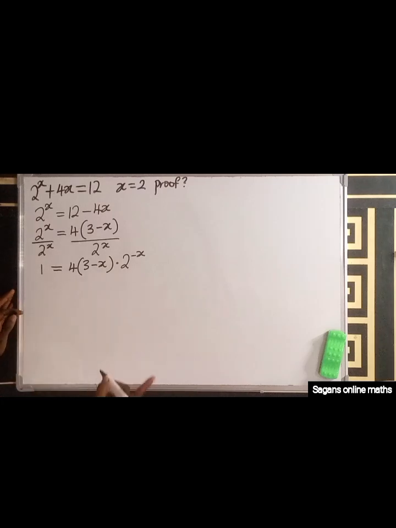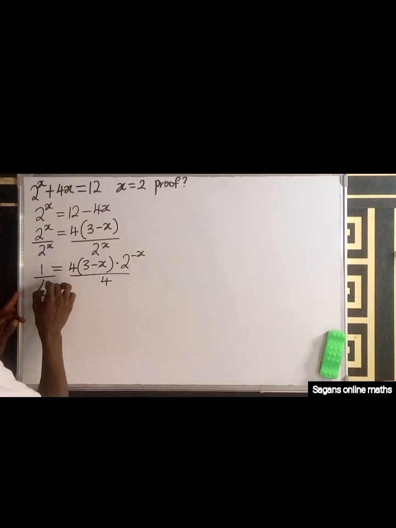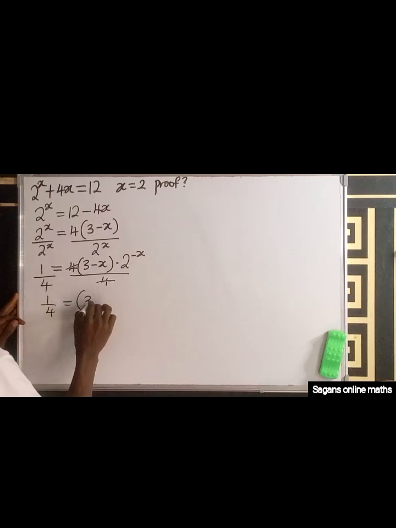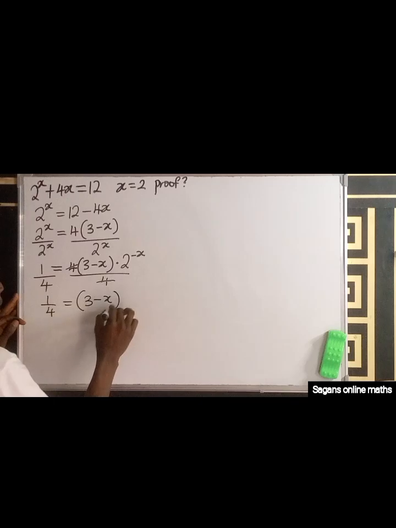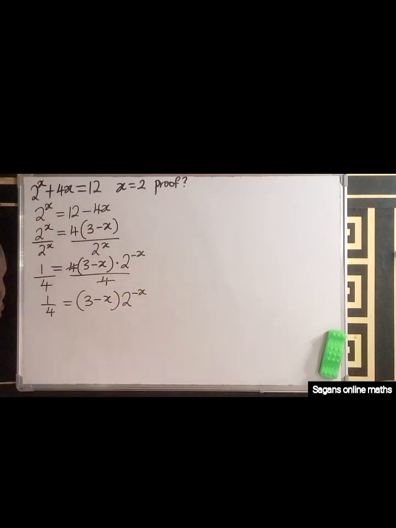Now, our next step, what we're going to do is divide both sides by 4. If we divide the whole of this by 4 and divide the whole of this by 4, you all agree that we are left with 1 over 4 equals 3 minus x, then multiplied by 2 raised to the power of minus x. Wow, this is amazing, right?